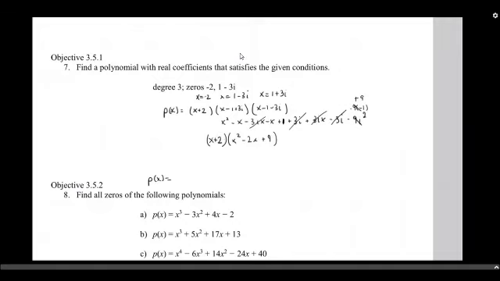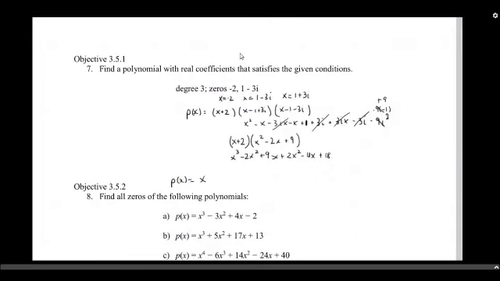So if we multiply that together, we're going to get x cubed minus 2x squared plus 9x plus 2x squared minus 4x plus 18. Combining like terms, we get x to the third. Looks like our x squared terms are going to cancel, so we've got a plus 5x, and then plus 18.